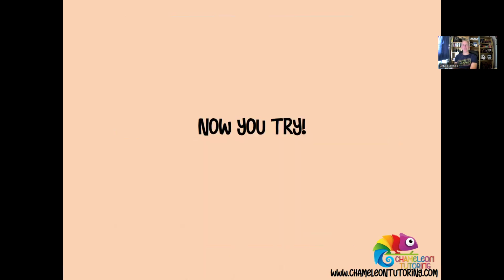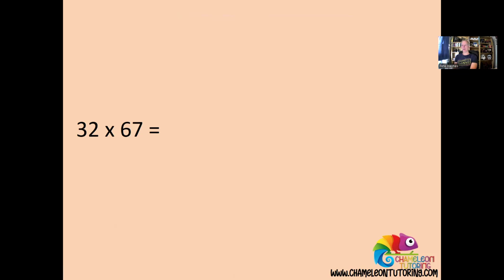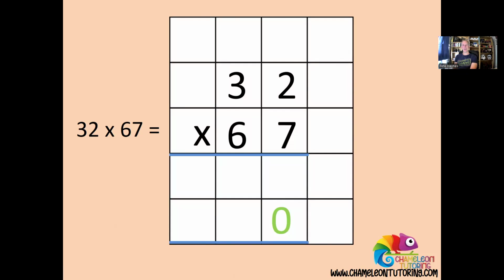Now, I'm going to give you a turn to have a try. For this one, have a look at it and then pause the video in a moment and see if you can have a go. But I will give you a reminder. The first thing to do is to remember to lay it out like this. So you've got 32 times 67 with the little smiley face in the corner or the little 0. So pause this video, then I'll give you the answer.